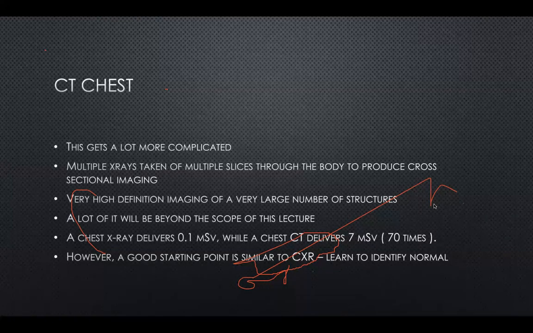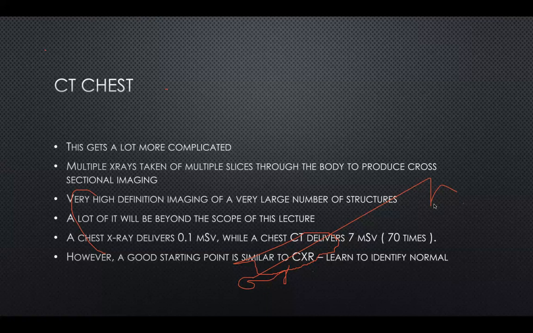But what's important to know is that a chest X-ray gives you 0.1 millisieverts of radiation. A chest CT gives you 7 millisieverts. So you are getting 70 times the dose of radiation that you would get for a chest X-ray. So it's like giving a patient 70 chest X-rays for one CT chest. So it's important to make sure that you are requesting a chest CT appropriately. You're not going to give it to everybody. You're going to give it to someone who you really think has got pathology, and that's why your chest X-ray is your friend there.